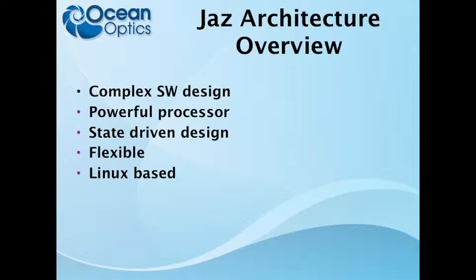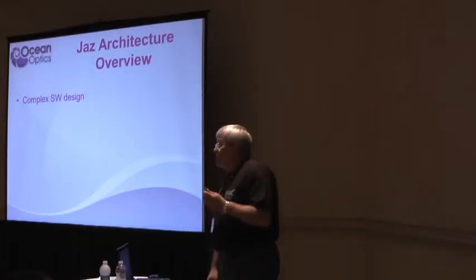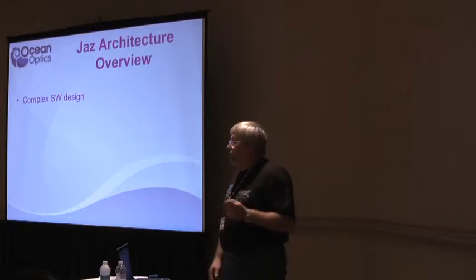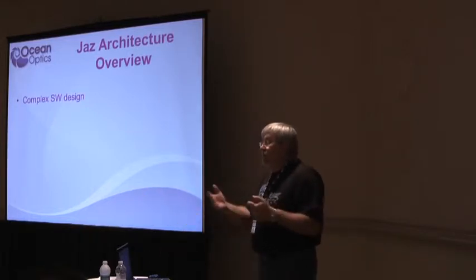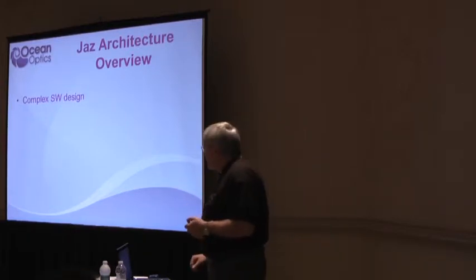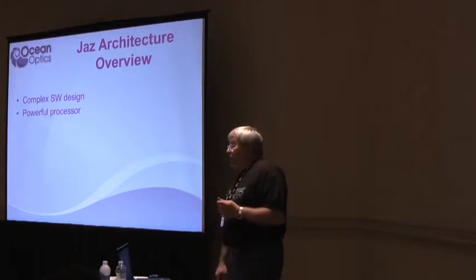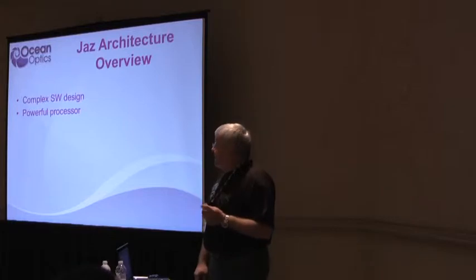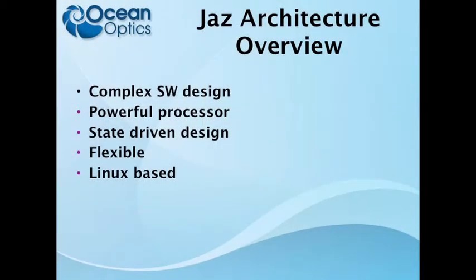One of the first things about a Jaz is that it has a very complex software design. It's not trivial, it's pretty complicated. Most oceanographic spectrometers don't really have a lot of software running on them. They're pretty easy things. You get a spectrum, you set some parameters, you get a spectrum. That's all you do. Jaz does a lot more, so it's very complex. It's got a powerful processor on it, running a Blackfin processor with uClinux running on it. It's pretty powerful. It can do a lot of things.